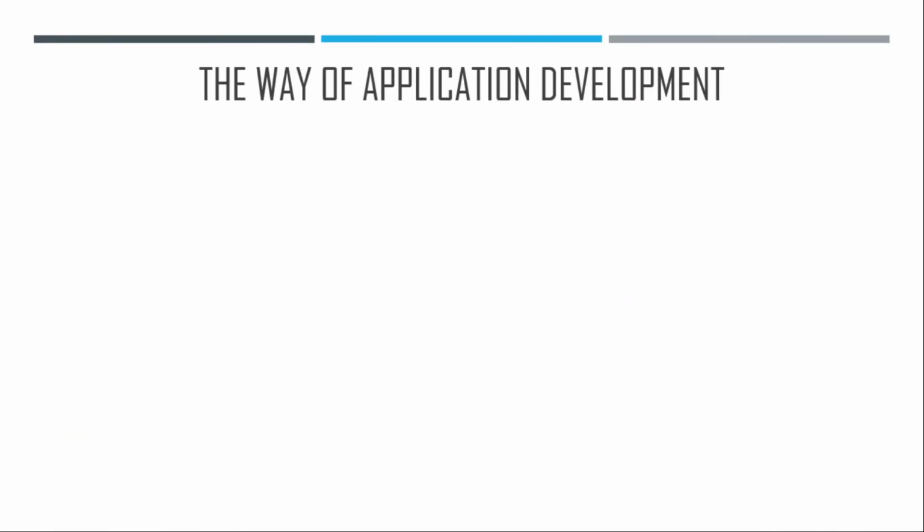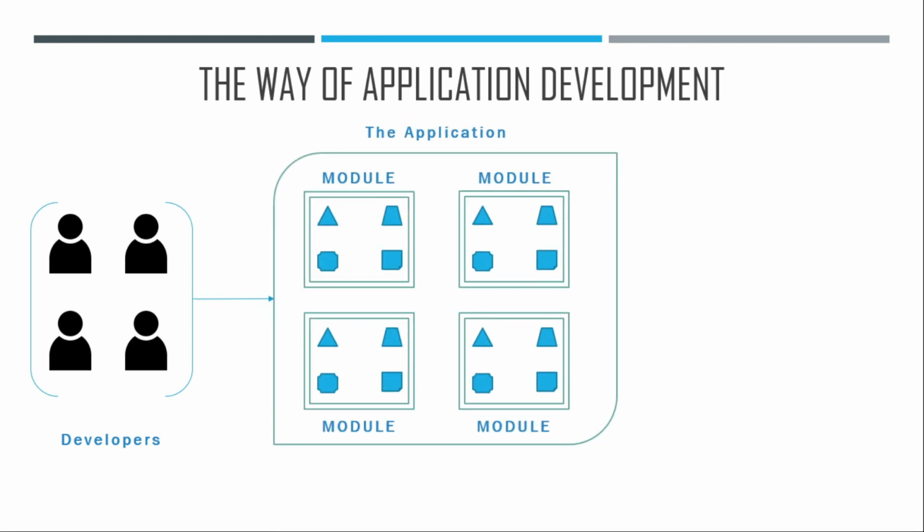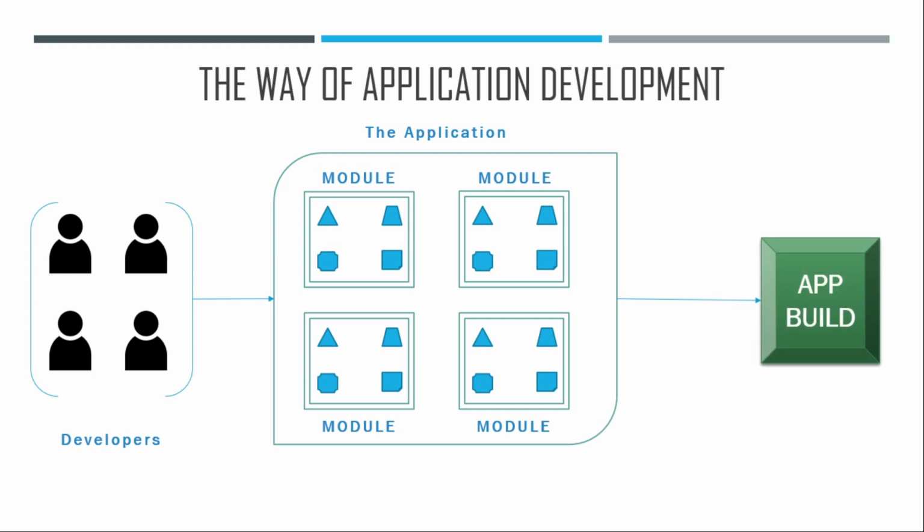Now let's discuss the way of developing this system. How it started: a group of developers started coding and formed something which we call an application. An application can consist of multiple modules. Each module can relate to a feature of the application. And after compiling the whole system, a build is made. This build can be a binary or an executable file.